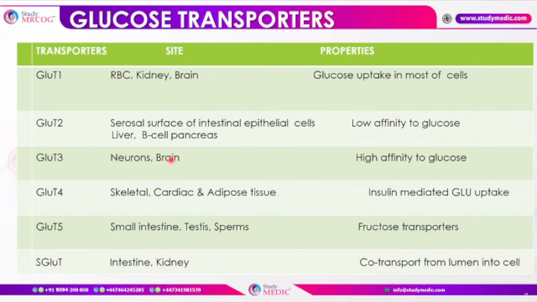GLUT3 again is in neurons and brain. GLUT4 is an important thing to be remembered. It is present in skeletal, cardiac and adipose tissue. This is the only transporter which is mediated by insulin, so it is an insulin mediated glucose uptake. GLUT5 is present in the testes and sperm, and it is required for fructose transport.